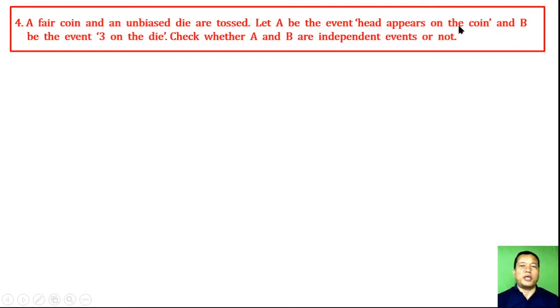A denotes head on the coin, and B be the event 3 on the die. B denotes 3 on the die.